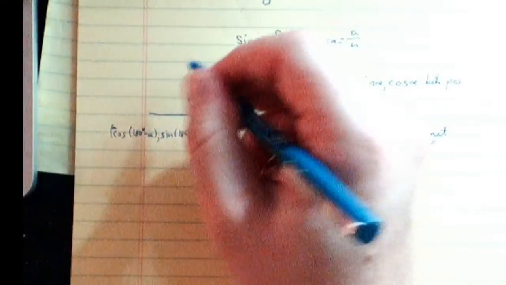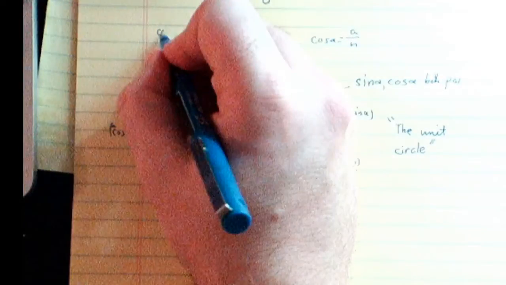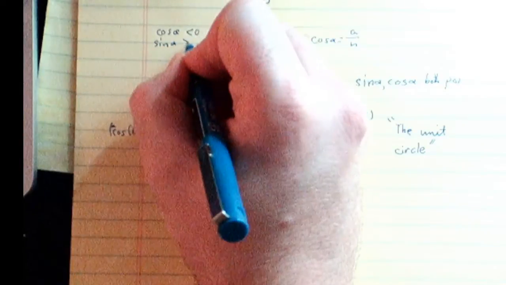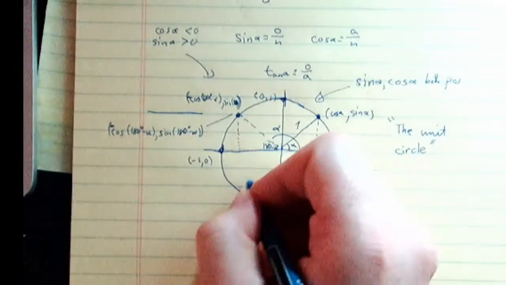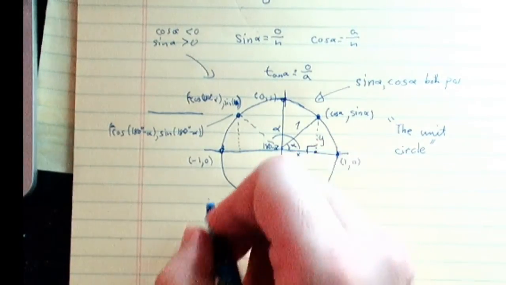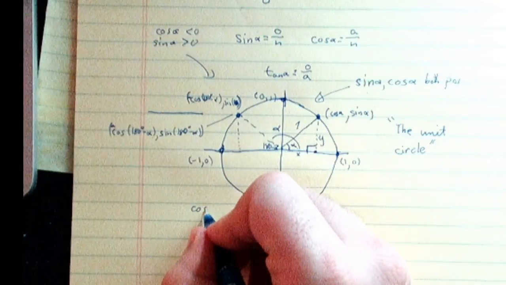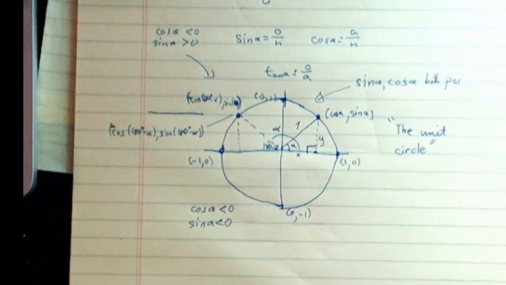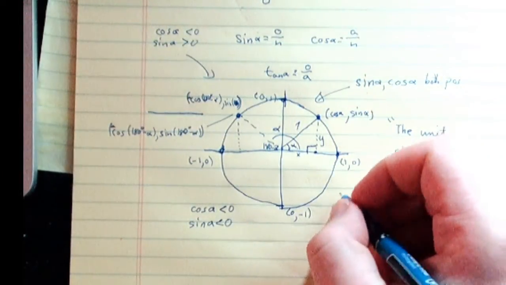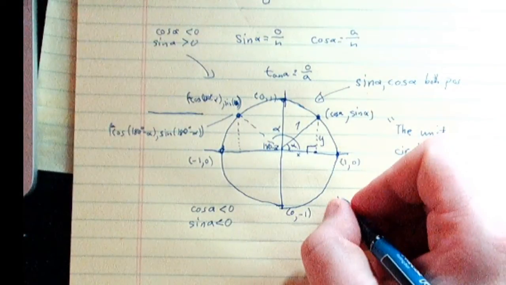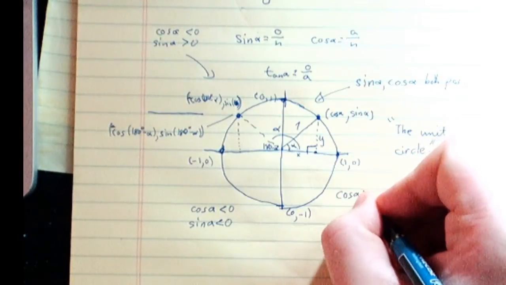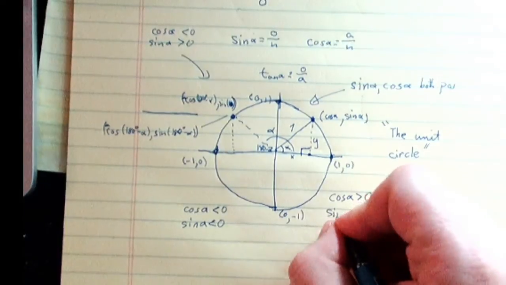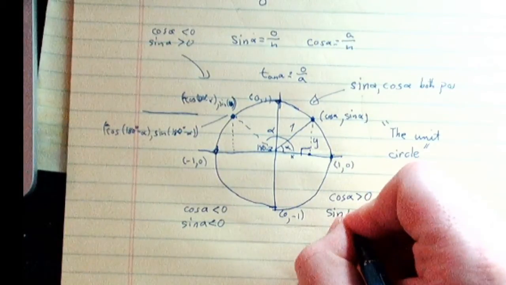Up here you have cosine alpha less than 0, sine alpha greater than 0. Down here, both of them are negative because x and y are both negative, so you have cosine alpha less than 0, sine alpha less than 0. And finally, over here, cosine is now positive again, because in the fourth quadrant, the x value is positive, and sine alpha is still negative because you're still below the x-axis.